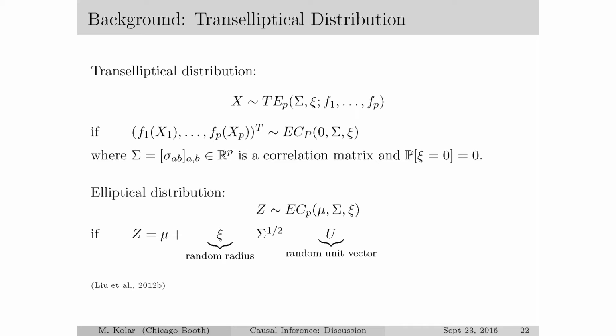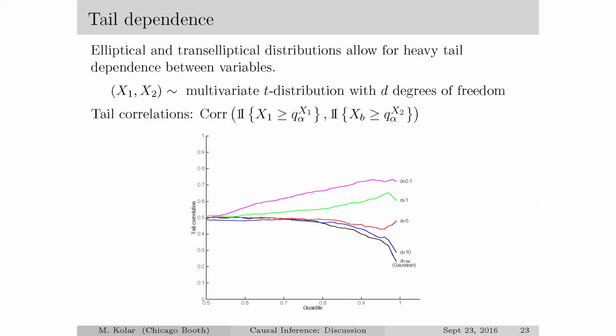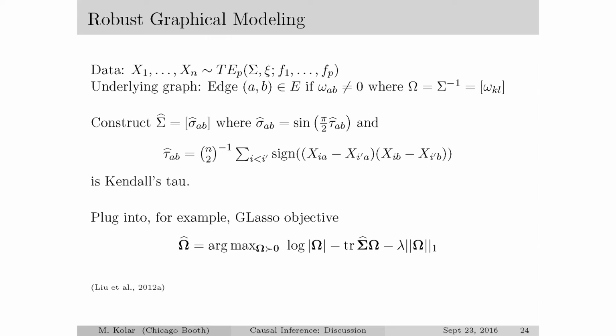Okay, so why is this interesting? Because you can model data that has heavy tail dependence. So not only do you have heavy tail data, but you can have tail dependence between the different variables. So this is useful because now we can have a robust way of learning graphical models. In particular, we can learn something about the underlying parameter without ever learning the infinite dimensional objects F1 through FP.